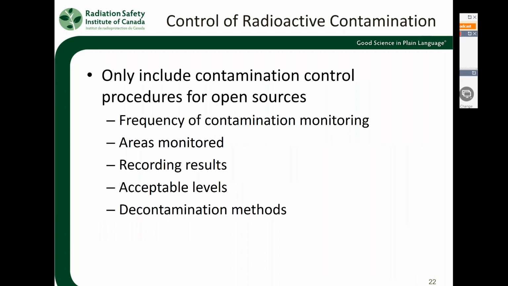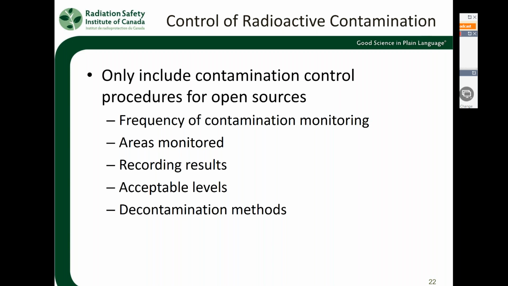If you have open sources, then you will need to outline the control of contamination. Do not put procedures for contamination control with sealed sources. That will cause the CNSC to wonder if you know how your sources work. Yes, in an accident or emergency, a sealed source could cause contamination, but on a regular daily basis, there should be no contamination from a sealed source. So this is for open sources. Things you want to consider here are frequency of the monitoring, what areas will be monitored, recording of the results, and what are acceptable levels.